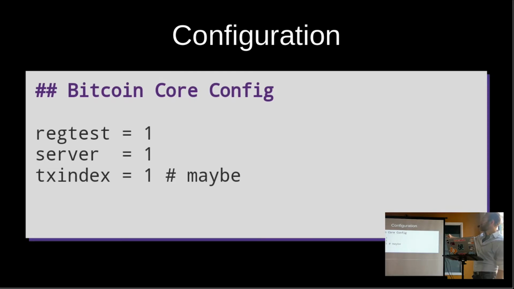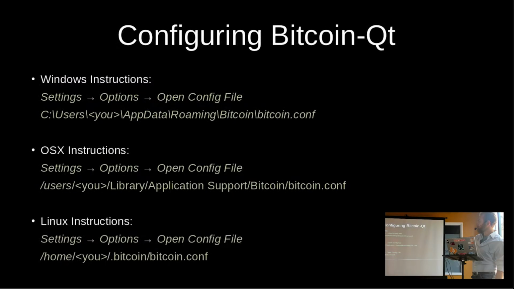Okay, so if you can't launch Qt and you can't generate this config file, you can create it manually. Depending on whether you're Windows, OS X, or Linux, just go ahead and create this file. And this should be the default path here. Just replace brackets U with your username.